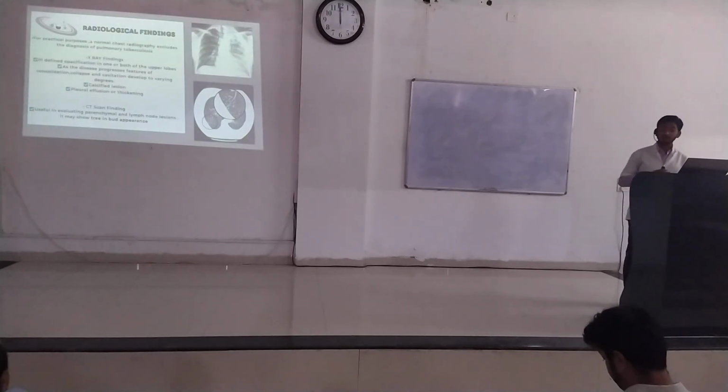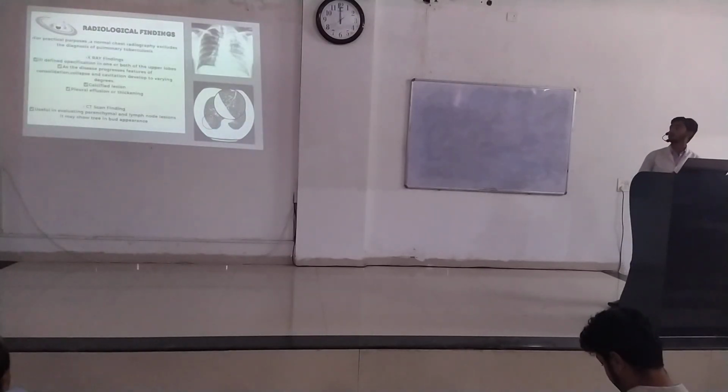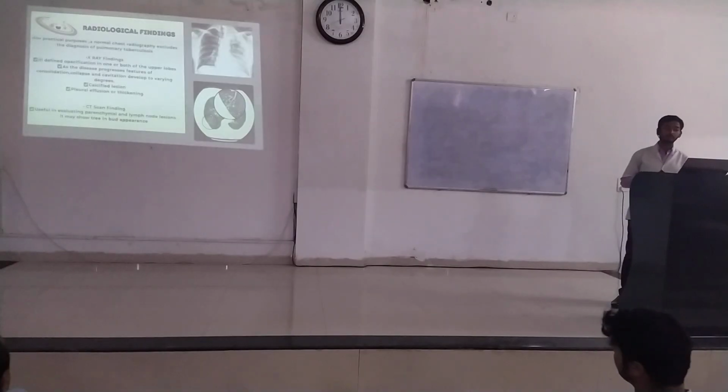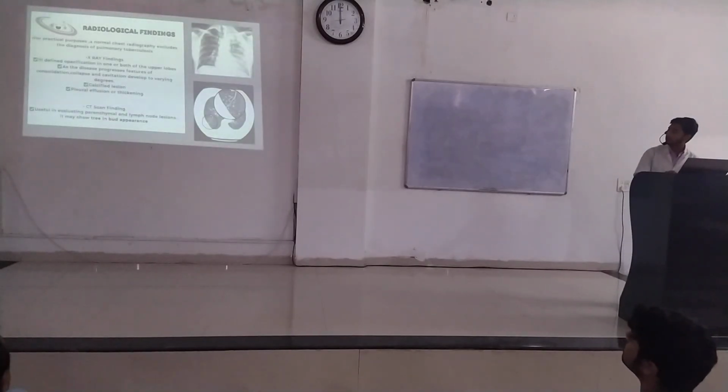The second image is of a CT scan. The CT scan generally shows parenchymal and lymph node lesions. Apart from that, there is a typical presentation seen in the CT scan of a tuberculosis patient, which is the tree-in-bud appearance. It is highlighted there in the CT scan image.